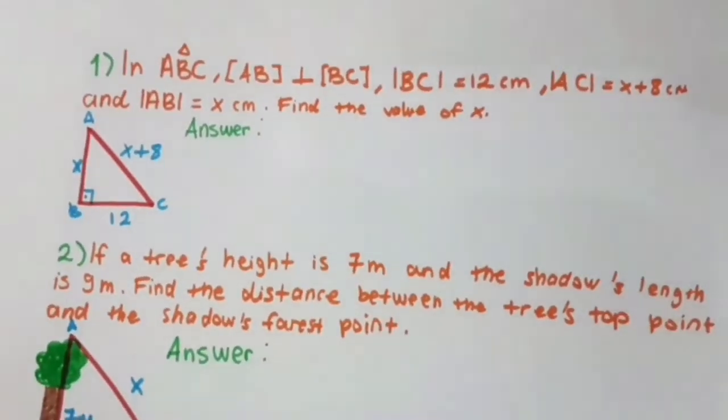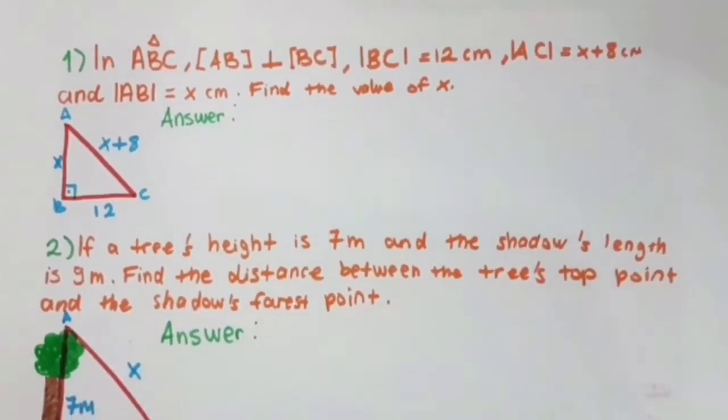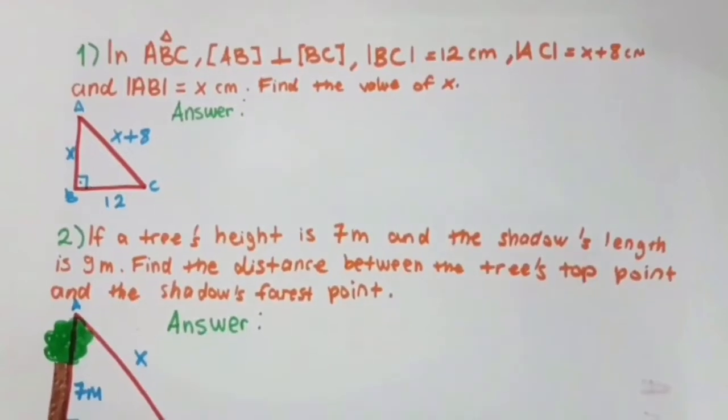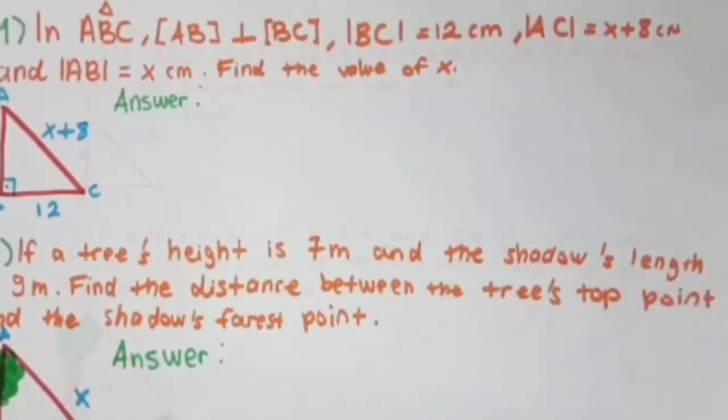ABC triangle, AB is perpendicular to BC. BC is 12 centimeters, AC is x plus 8 centimeters, and AB is x centimeters. Find the value of x.